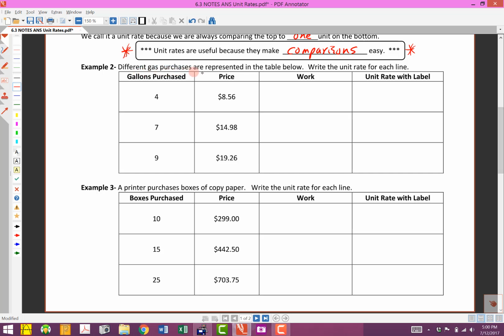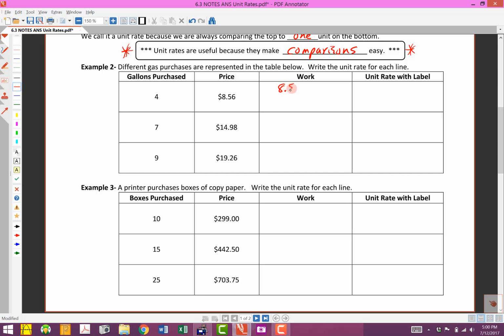So different gas purchases are represented in the table below. Write the unit rate for each line. So 4 gallons of gas are purchased for $8.56, 7 for $14.98, 9 for $19.26. So we're going to go ahead and find the unit rate, so we can do some work here and then write the label over here.